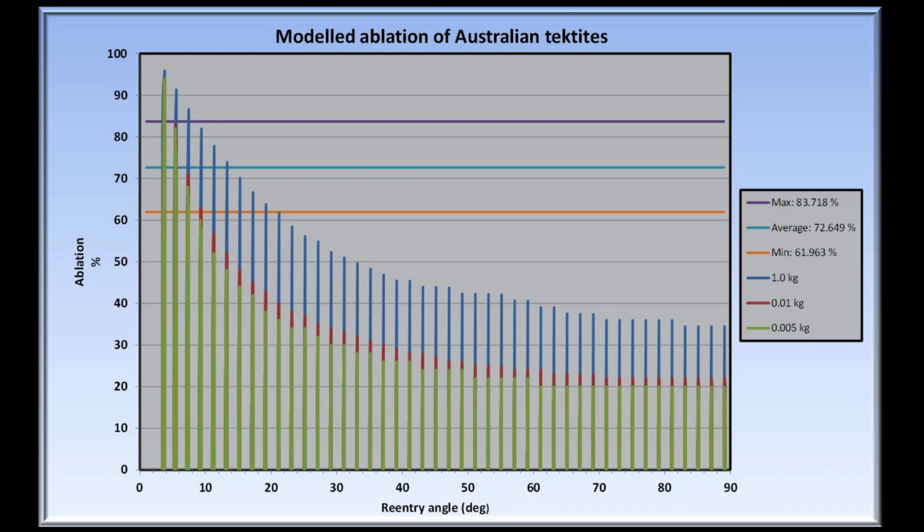Larger tektites have higher momentum, and decelerate more slowly than small tektites, and thereby ablate relatively more at the same reentry angle, however still retain larger rest masses, because of higher start masses.